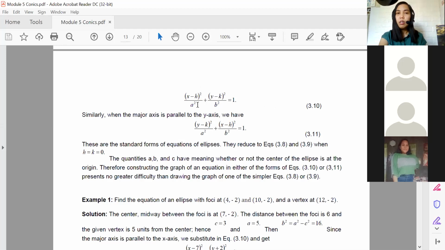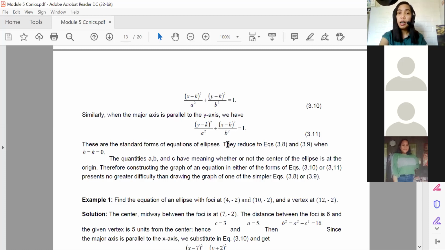So here, the major axis is on the x-axis. The second one, the major axis is parallel to the y-axis. So we will have this standard form, the square of y minus k over a squared plus the square of x minus h over b squared equals 1. So ang a squared natin, ang numerator niyan nasa y, kasi ang major axis natin ay nasa y-axis. And then these are the standard forms of equations of ellipses.